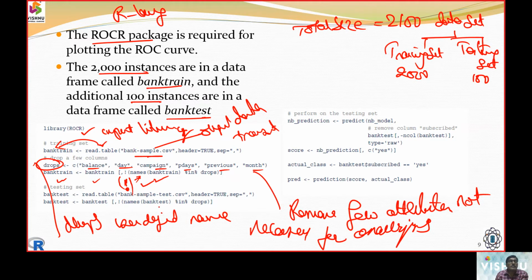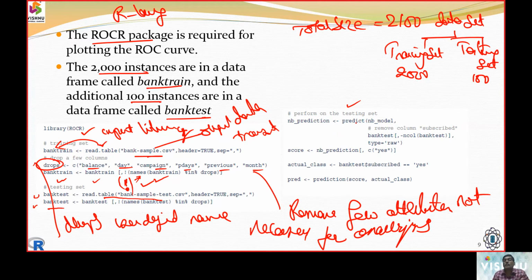Next one was we more or less iterate the same process what we adopted for the bank train, but here we do it for bank test. That is all here.